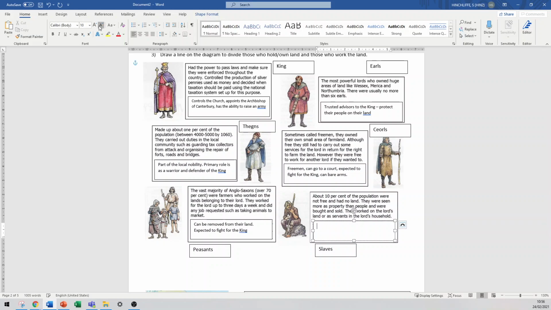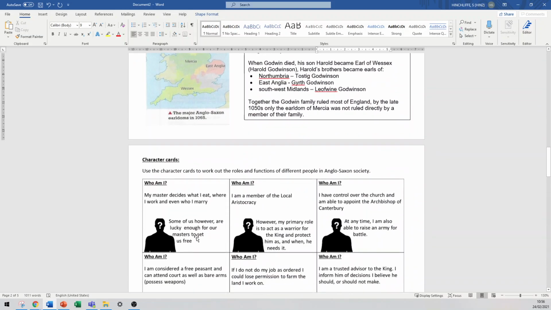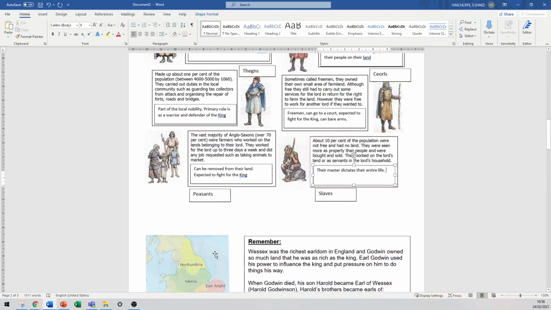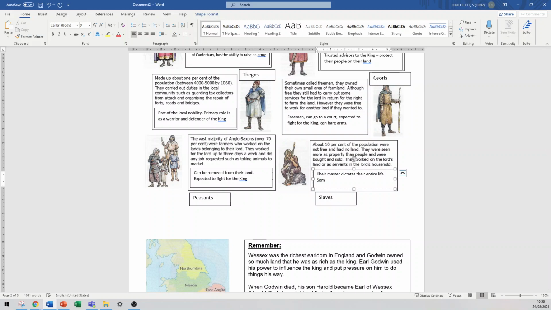Meaning the slave is the last one. So ultimately, their master dictates their entire life. Were you a slave for life? What does it say? Some, if they had a nice master, would set them free.